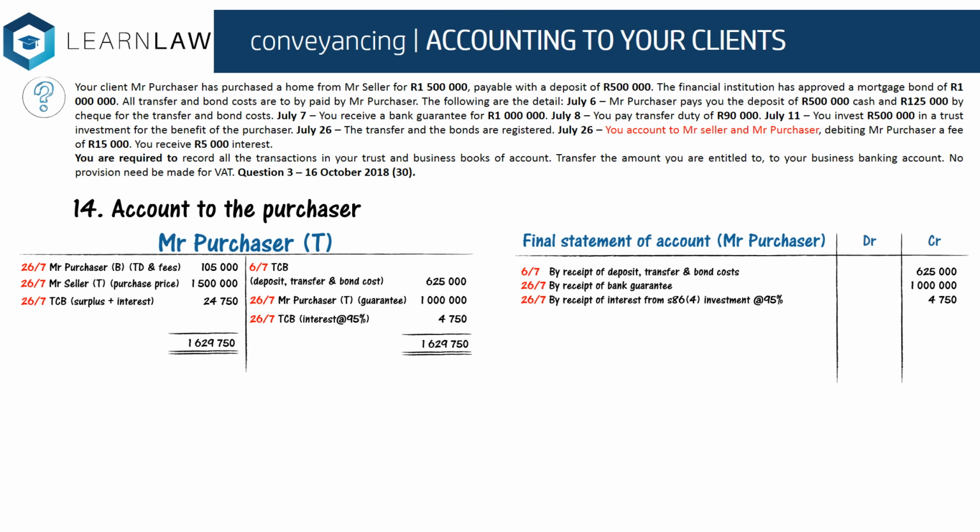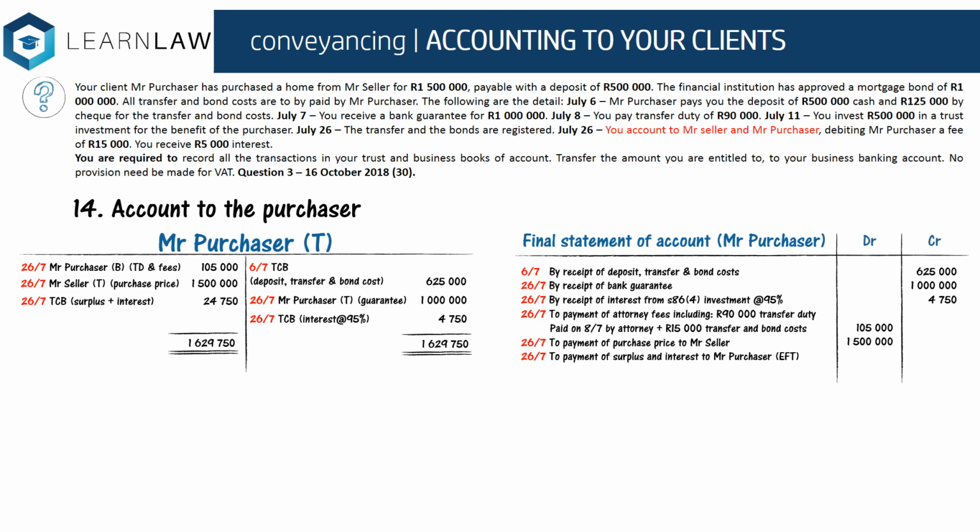We paid an amount of R105,000 to the firm, which included the transfer duty in the amount of R90,000 paid on behalf of Mr. Purchaser and attorney fees in the amount of R15,000. We also paid the purchase price of R1,500,000 to Mr. Seller, and finally we paid the surplus and the accrued interest to Mr. Purchaser in the amount of R24,750. We tally up the statement's debit and credit side and always make sure that it corresponds with the client's trust ledger account. That concludes the study unit.